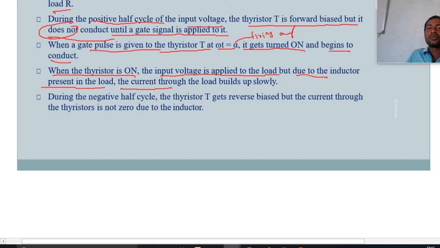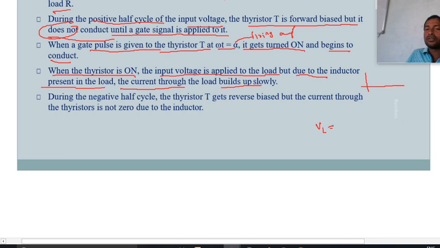We know that VL is equal to L di by dt, which means this inductor opposes sudden changes in current. That's why the current will increase slowly like this, up to 180 degrees. The inductor stores energy slowly, builds up slowly like this, because the inductor opposes sudden changes in current.